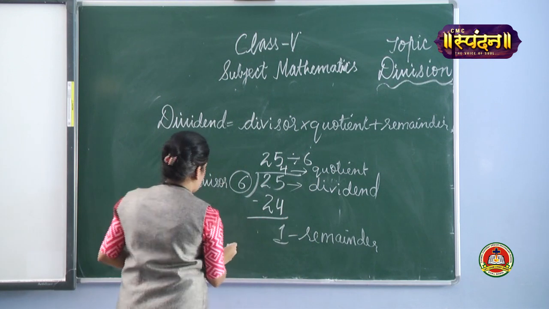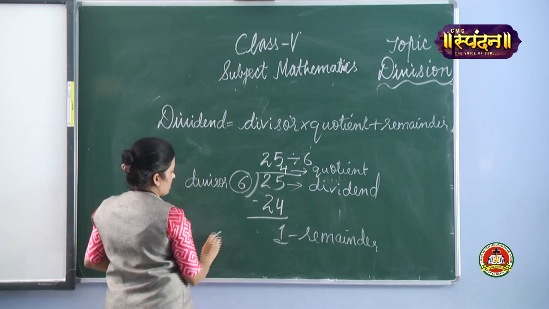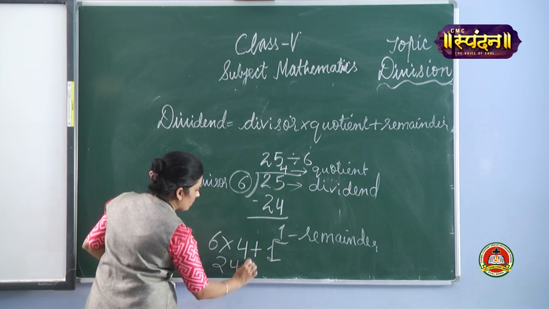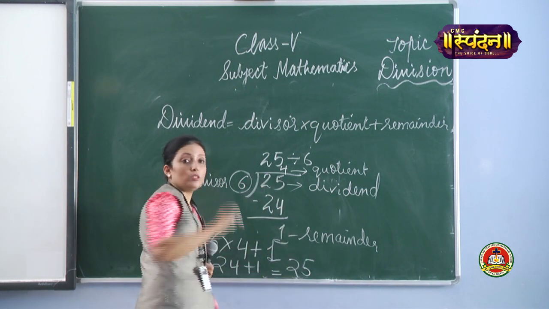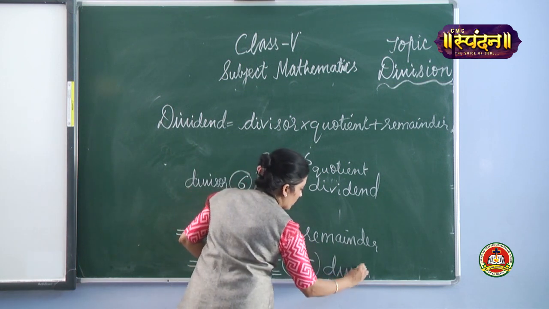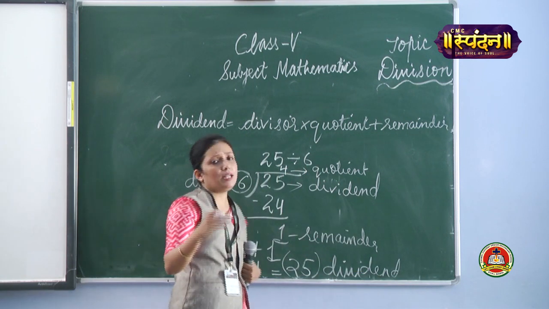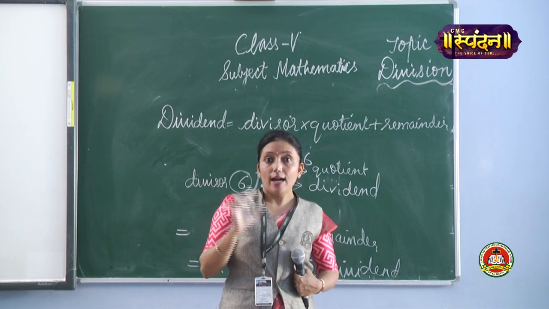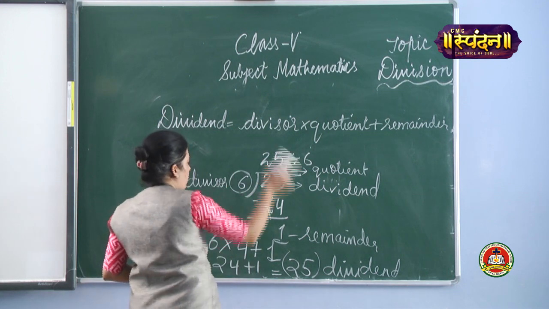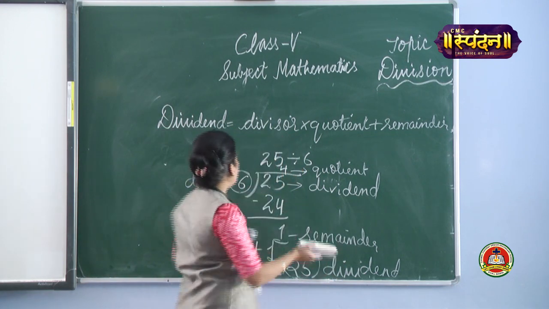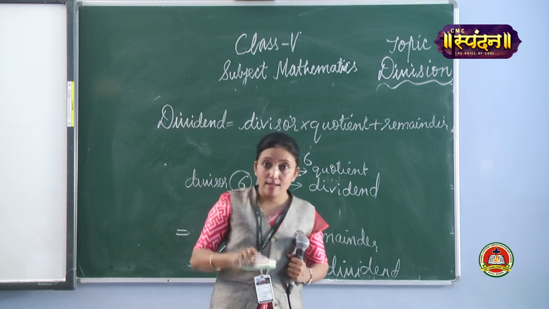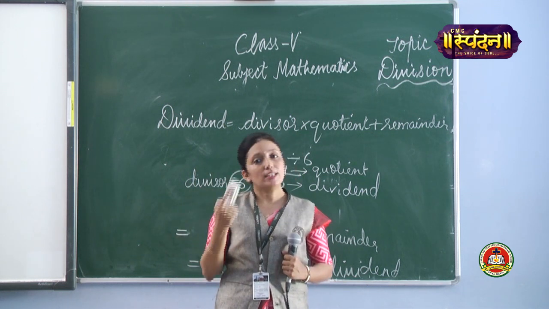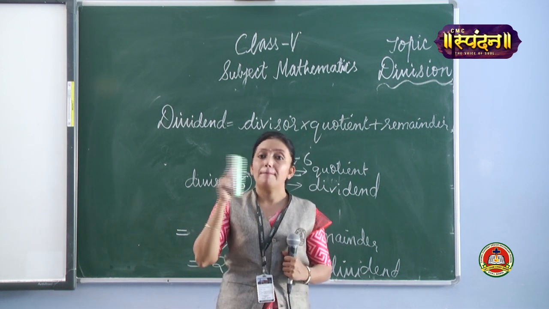Now let me check it. See, divisor, 6 multiplied by 4, plus 1. 24 plus 1. What is the answer coming, children? Is it equal to the dividend? Yes, this is my dividend. So it means my answer is correct. It goes similarly for large numbers also, children. I have taken a small example to make you understand. I hope this is clear to each and every one. So please recall that dividend is equal to divisor into quotient plus remainder, or you can say quotient into divisor plus remainder.